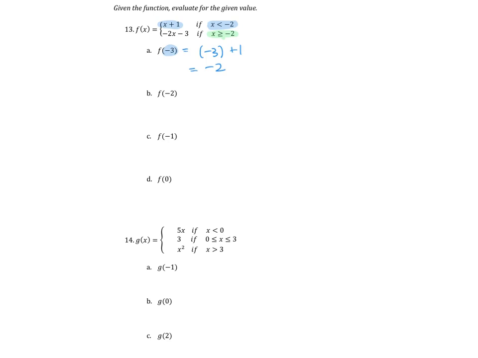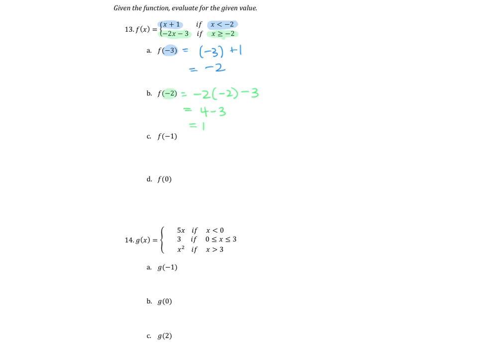Okay, part B, -2. Well, you have to use the one that has the or equal to sign under it. So -2 is greater than or equal to -2 would work. So that would be the green. So you're going to use this equation. You're going to plug in the -2. So -2 times x, which is -2 in this case, minus 3. That's going to be 4 minus 3, which is 1. So your answer is 1.